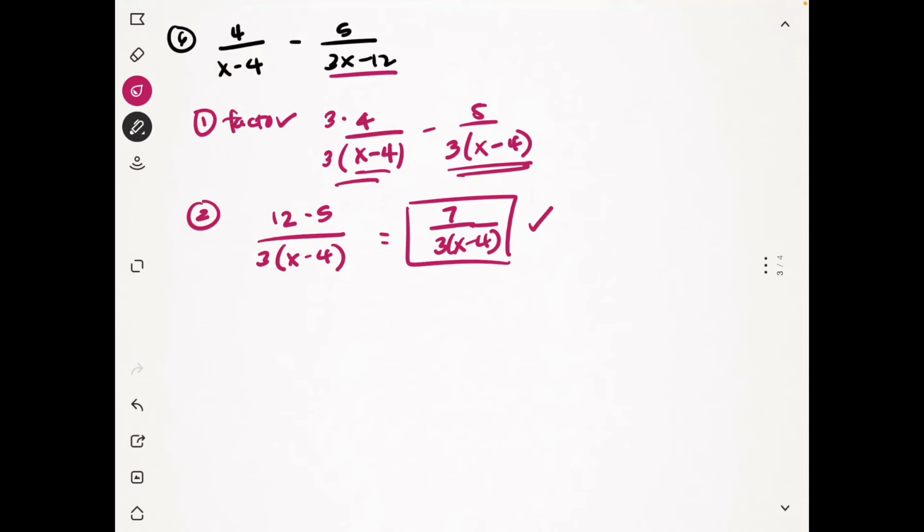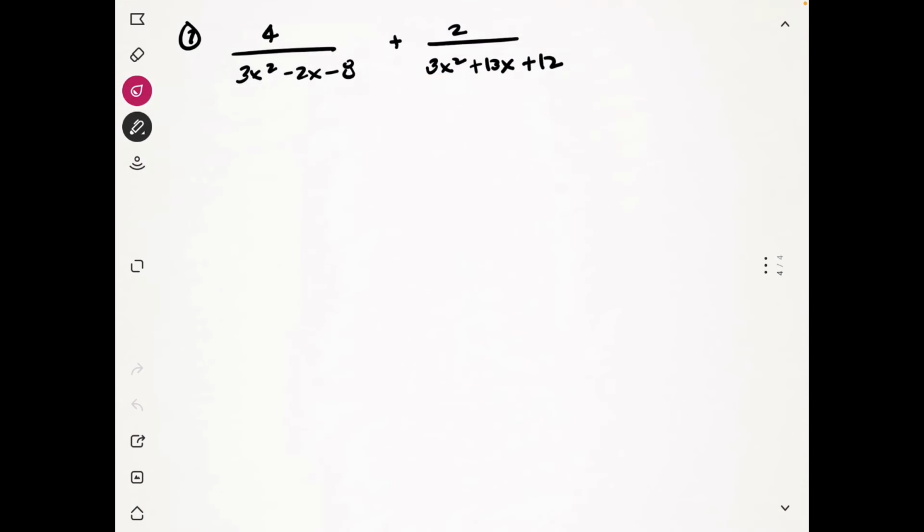Okay, so we did have to factor this one, but it helped us out because we didn't have to do as many multiplications to get to our answer. Okay, now the last one. So this one's a little bit tricky. We have to factor this, and we have to factor this.